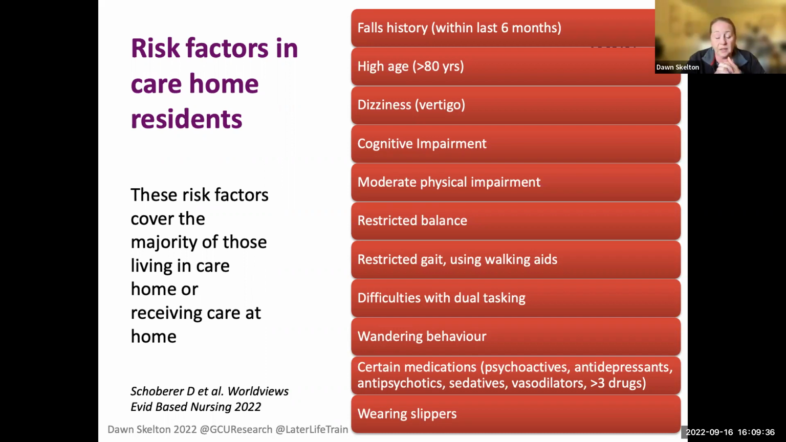Medications, essentially the same medications that you see in community dwelling older people. And we have a specific risk factor of wearing slippers in that care home setting. So footwear is also important.